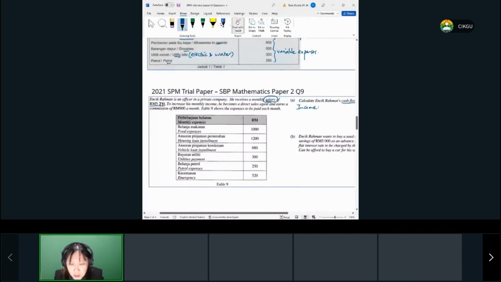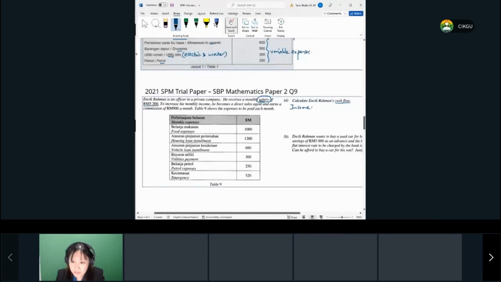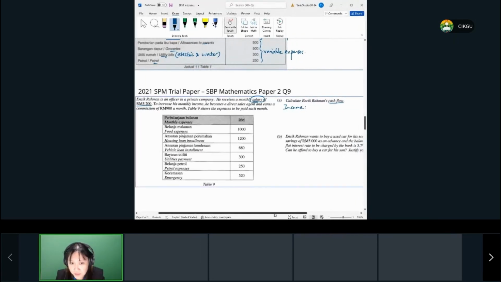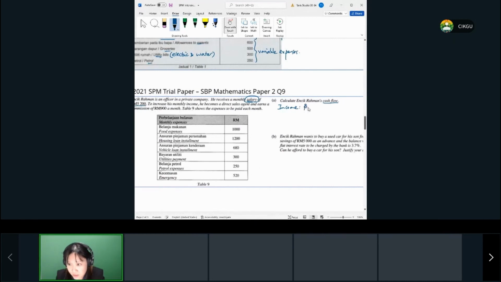So 5,200. Okay, you know what? Let me just pull it over so that I make the screen slightly bigger, easier to write. 5,200. So 5,200, okay. And then what else? To increase the income, he becomes a direct sale agent. Wow, this one is hardworking, Encik Rahman, hardworking. After he works 9 to 5 p.m., he doesn't just go back home and rest already. He continues to work, as this one is his part-time job. Earn a commission of 900 per month.